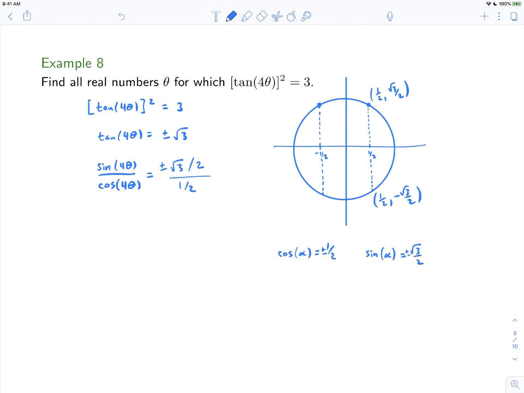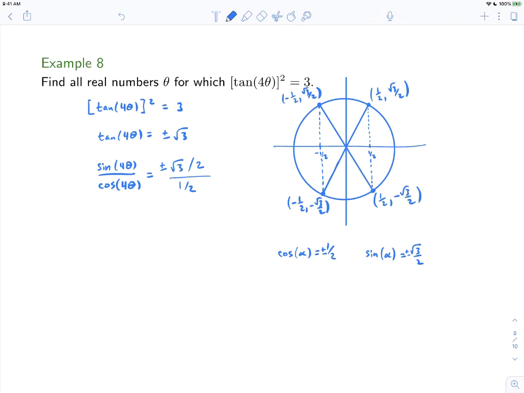If we have minus 1/2 as our x-coordinate, we can have minus 1/2 and positive square root of 3 over 2 for our y-coordinate, or they could both be negative. These are our possibilities. Well, what could our angle alpha be in this case? So alpha could be this angle, or this angle, or this angle, or this angle.